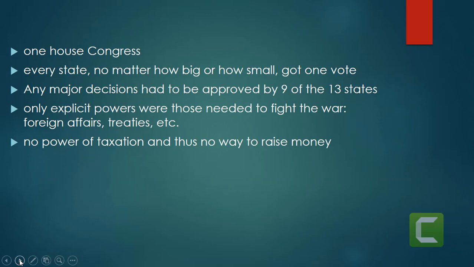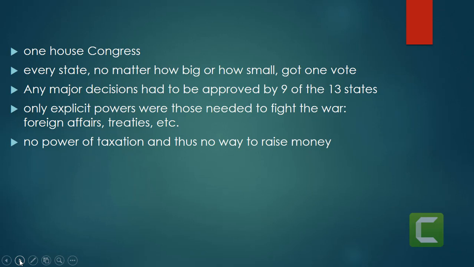So the Articles of Confederation had only a one-house Congress, and every state, no matter how big or how small, got one vote in that one-house Congress. To make sure that the central government would not get too powerful, any major decisions had to be approved by 9 of the 13 states. Now, it's important to note that that's not a simple majority. A simple majority would have been 7 out of the 13, right? Because half of 13 is 6 plus 1 is 7. So they were actually making it even harder than a simple majority to make any major decisions.